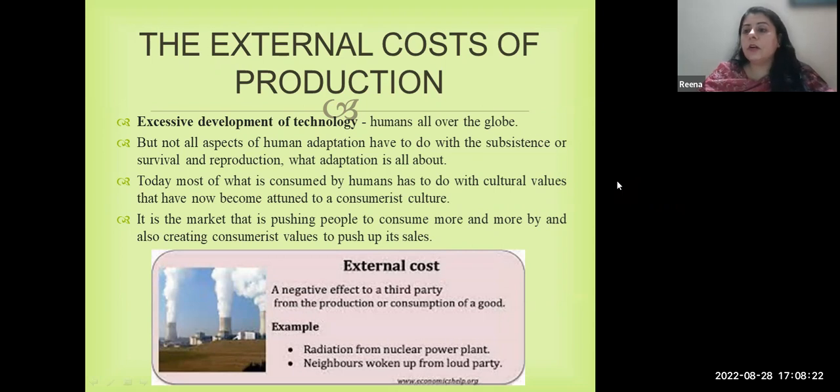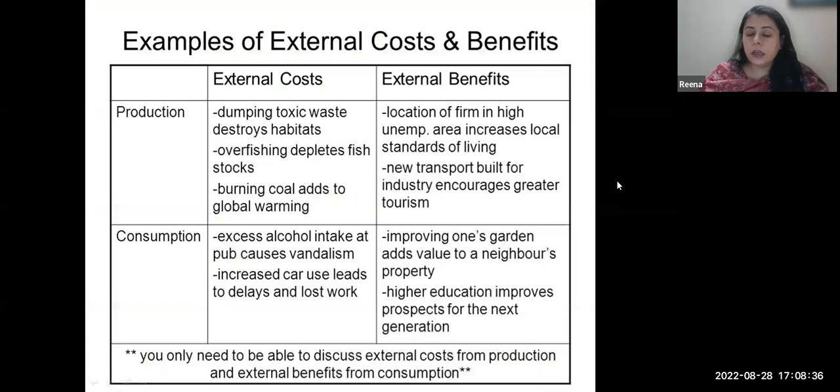So the people who are not involved in production or consumption, when they get impacted through any negative impacts of a product or production process, they are basically bearing an external cost. So these are more examples of production and consumption, and how external costs and external benefits arise.